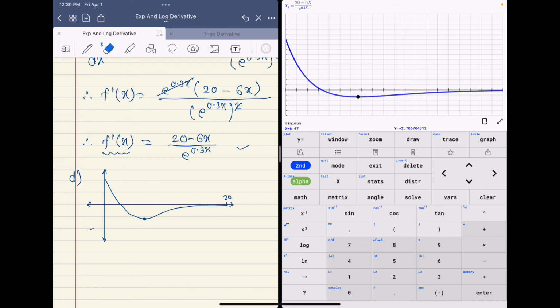So you will write down that f is increasing for 6.67 is less than x is less than or equal to 20. Write down this point, 6.67 comma -2.71. This is your work. Thank you.